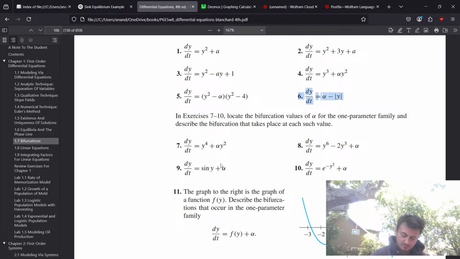Wait. Is that true? Wait, I think that's wrong. I messed this up bad because there's a square root that I forgot. So we're doing this problem, and anyways, we have y squared is equal to a. So then y is equal to square root of a.